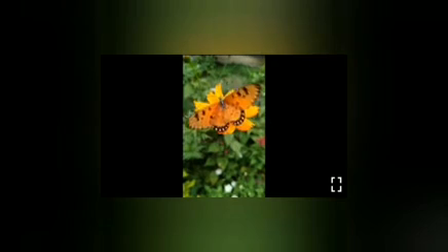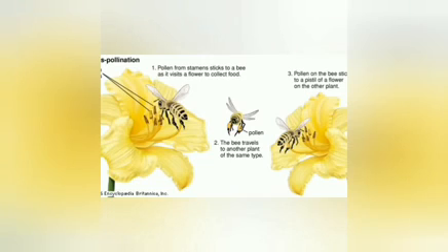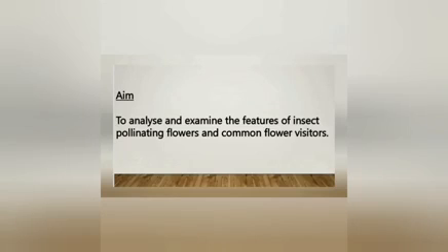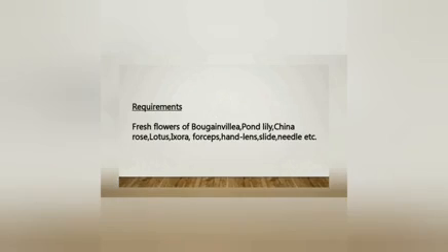Insect pollinators such as bees have adaptations for their role, such as lapping or sucking mouthparts to take in nectar, and in some species also pollen baskets on their hind legs. Aim of this experiment: to analyze and examine the features of insect pollinating flowers and common flower visitors.